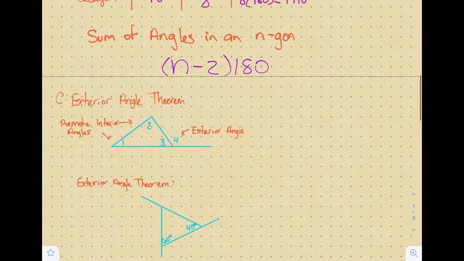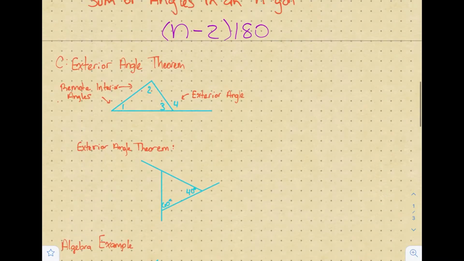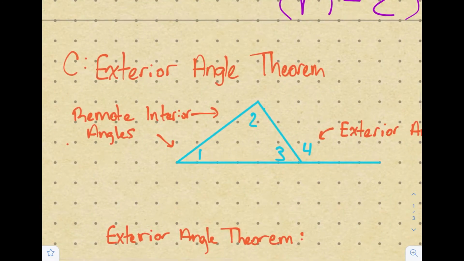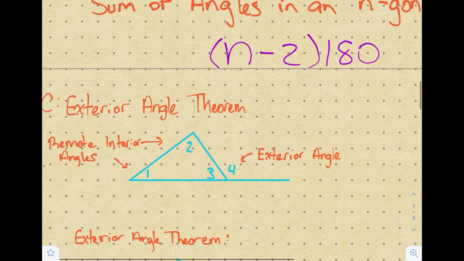And one last idea about the interior and exterior angles of triangles is the exterior angle theorem. An exterior angle on a triangle is the angle formed when you extend one side beyond the triangle. So I've taken this bottom side here and just extended it beyond, creating angle 4 on the outside. Remote interior angles are then just interior angles that are not adjacent to our exterior angle. So if angle 4 is our exterior angle, 1 and 2 are remote interior angles.